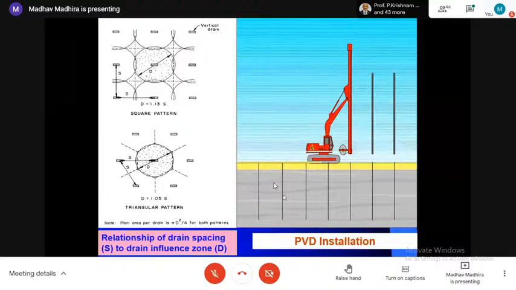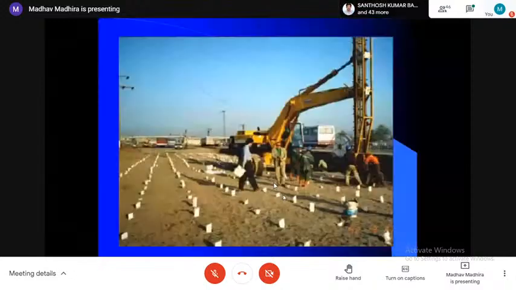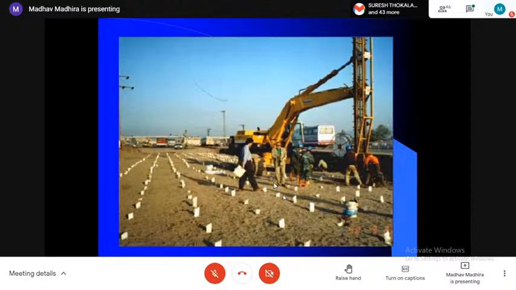The PVDs are like a stitching machine. They go into the soft clay 10 to 14 meters within maybe 1 to 2 minutes. This is how the site may look. After the installation, all the drains have come out, and you can see the drainage blanket on top.